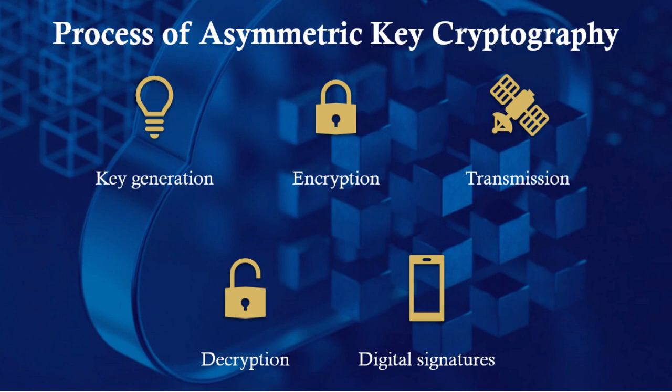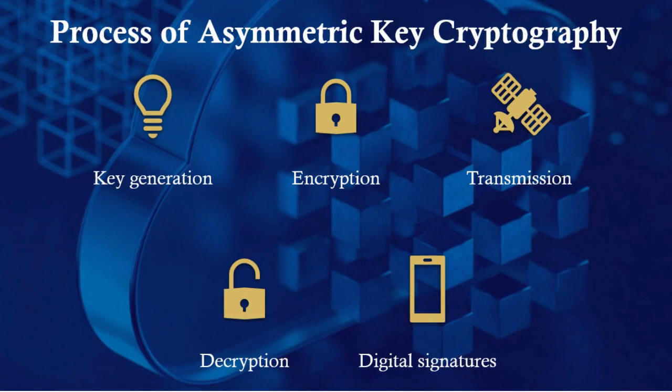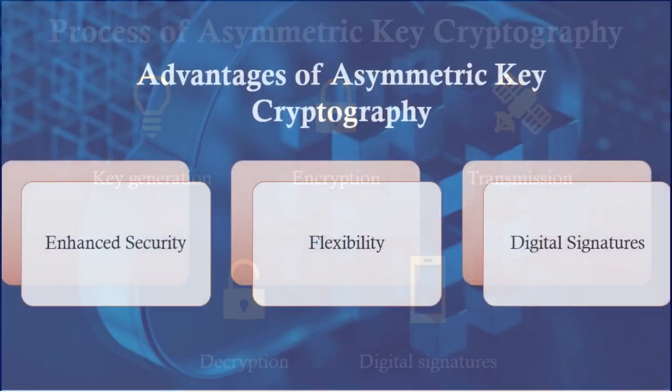Asymmetric key cryptography is also used for creating digital signatures, which are used to authenticate the origin and integrity of a message. The sender uses their private key to create a digital signature, and the recipient uses the sender's public key to verify the signature.